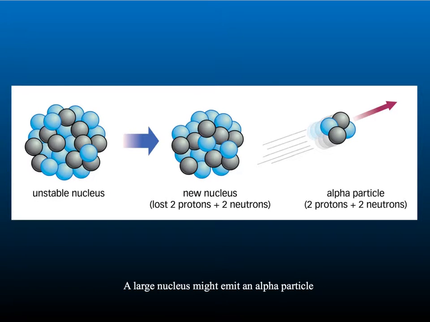An alpha particle is a helium nucleus. It's made up of 2 protons and 2 neutrons. After a nucleus breaks down by emitting an alpha particle, by alpha decay, both the mass number and the atomic number change. So here we've got our unstable nucleus, and then after the decay we've got the new nucleus, which has now lost 2 protons and 2 neutrons. Those 2 protons and 2 neutrons are in that alpha particle which is being emitted.